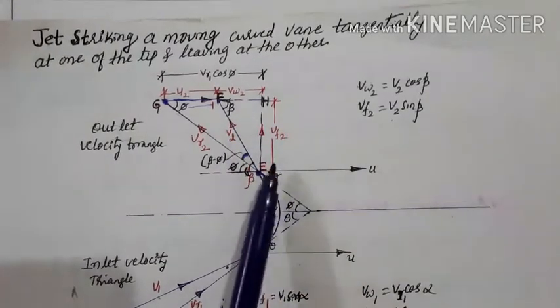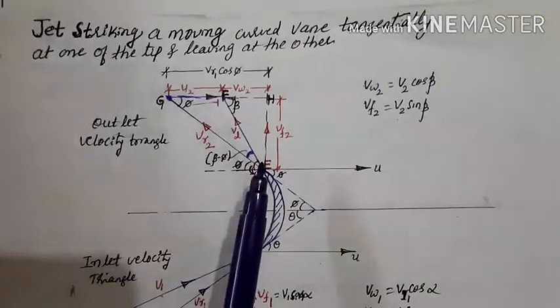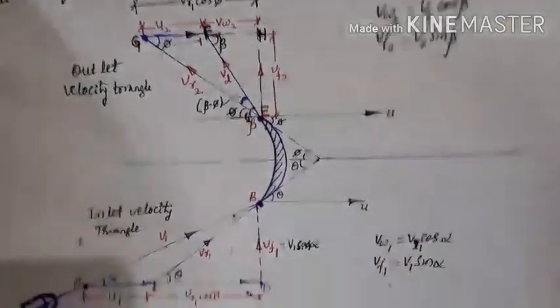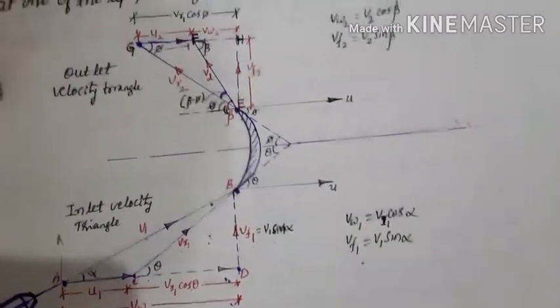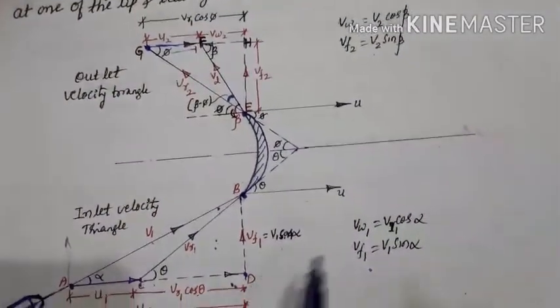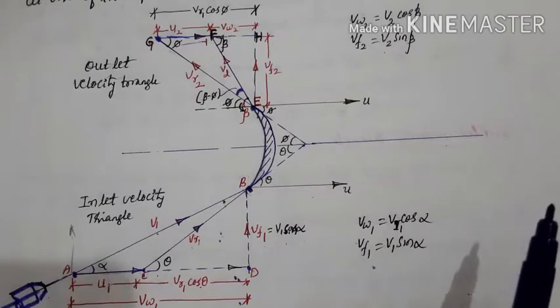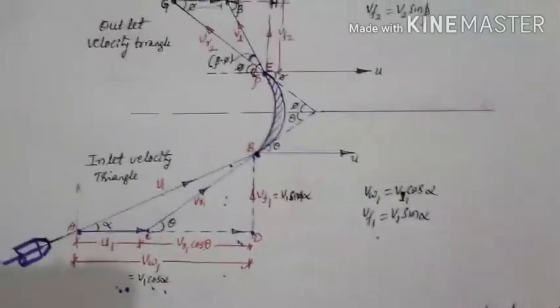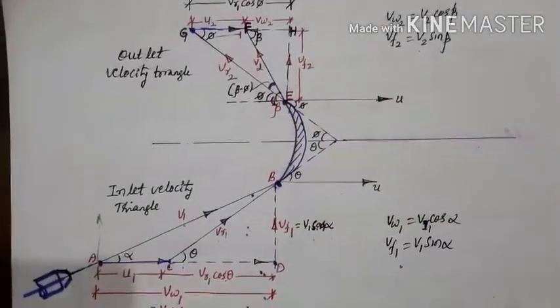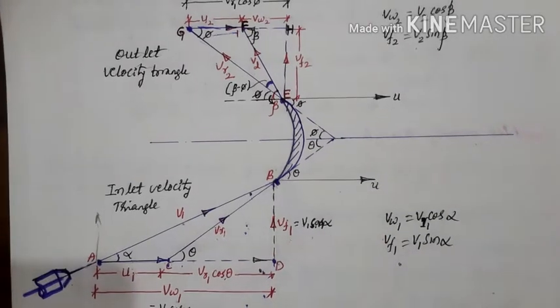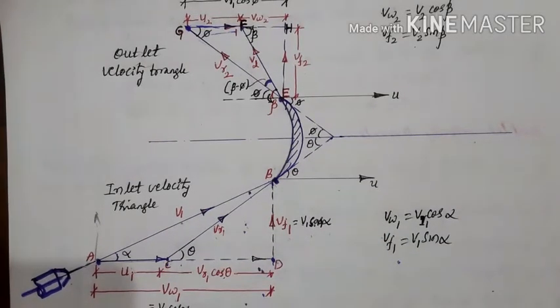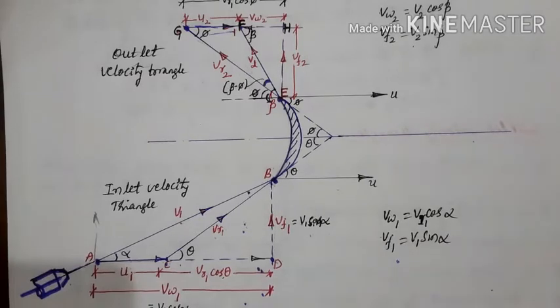Then once we know all these things, we can easily get the force exerted by the jet on the vane and the work done by the jet on the vane. So with this concept of velocity triangle, I hope you understood. Try to understand it and practice how to draw the velocity triangle. Practice it and understand this.